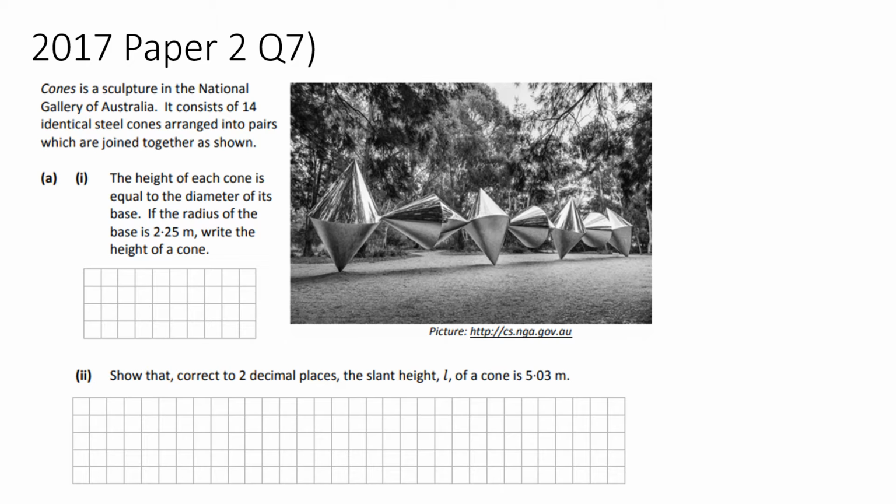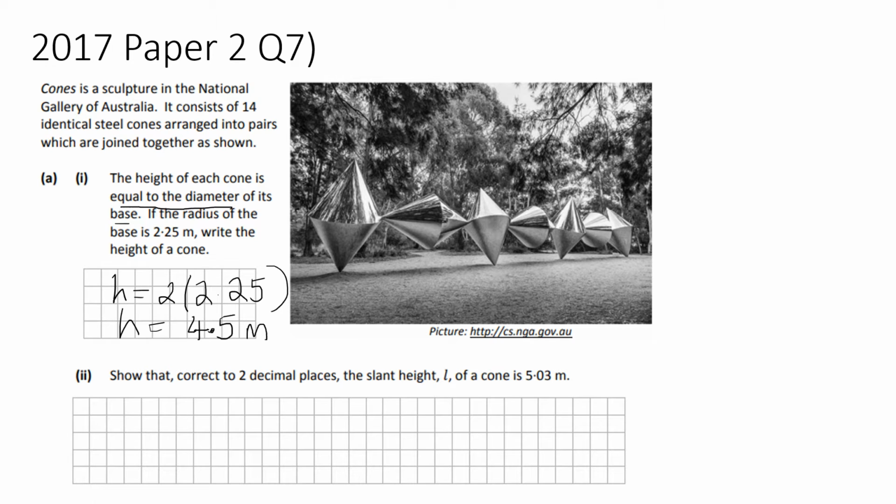So first question here, they're asking you to find the height of each cone when it's equal to the diameter of its base. If the radius of the base is 2.25, write down the height. So you know that the height is equal to the diameter of its base. So if the radius is 2.25, then the height is going to be twice that. So the height then is 4.5 meters. And that is 10 marks just for doing that.